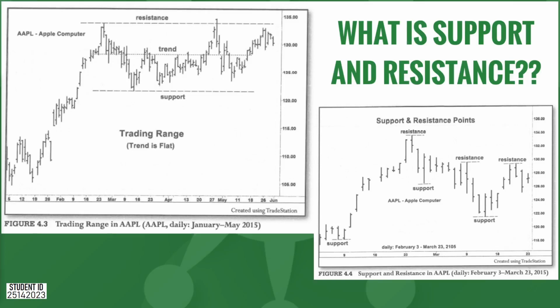A support point is the opposite of a resistance point in that it is a single trough. At the support point, buyers become as powerful and aggressive as the sellers and halt a price decline, which is shown at the level in Figure 4.4.